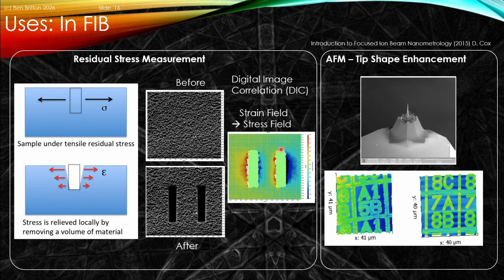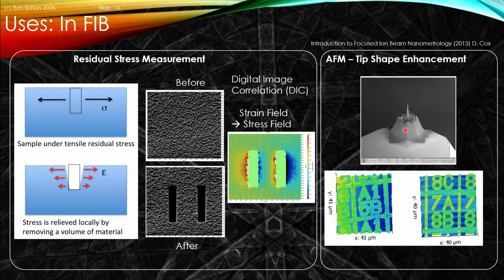Another area that we can use the FIB for is residual stress measurements. In these experiments, we cut a slot into our material, and as we cut the slot, if there is residual stress, the material will relax because the free surface has to have zero traction. The strain can be measured by doing digital image correlation before and after the slots were cut. We can measure the magnitude of that strain and then relate that to the stress itself.